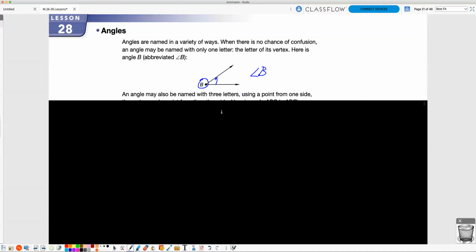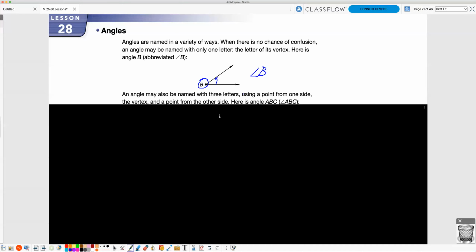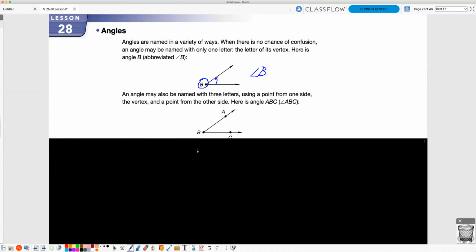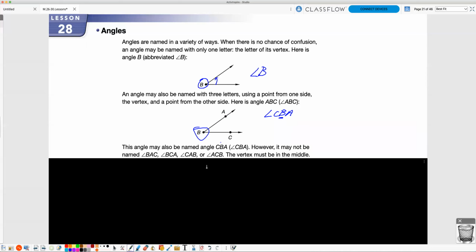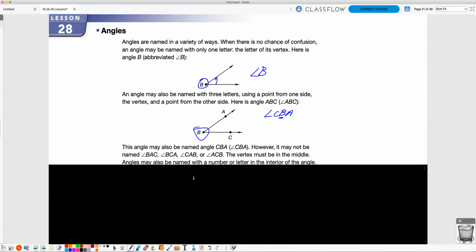An angle may also be named with three letters using a point from one side, the vertex, and a point from the other side. So here's an example of angle ABC. Because it has a letter here designating this ray A, the vertex B, and this ray C, you can name it angle ABC, or you could also call it CBA. Notice the B is in the center. This B is the vertex. However, it may not be named angle BAC or BCA. It has to have B, the vertex, in the middle.